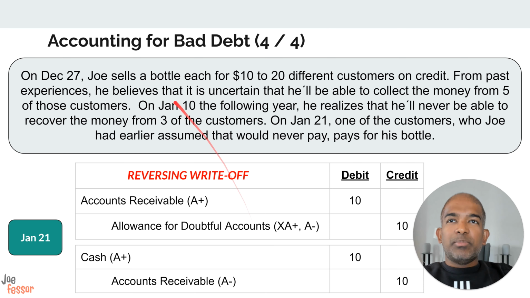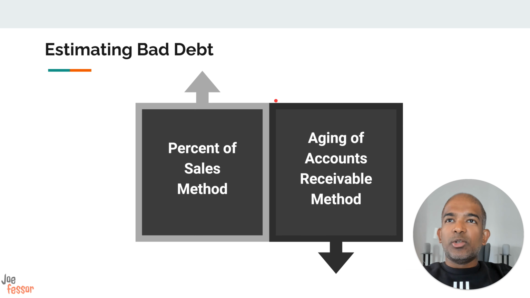So in this example, Joe estimated that 5 of his customers out of the 20 customers will not be able to pay him. How did he come up with that estimate? We're going to look at two methods on how to estimate bad debt. The first method is called percentage of sales method. That's quite straightforward. Whatever credit sales you make, a percent of that you estimate to be uncollectible all the time. So how do you estimate this percentage? You look at your past experiences. You look at any kind of trends that can give you a clue in estimating this percentage.